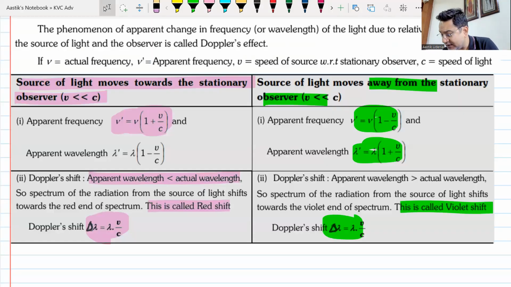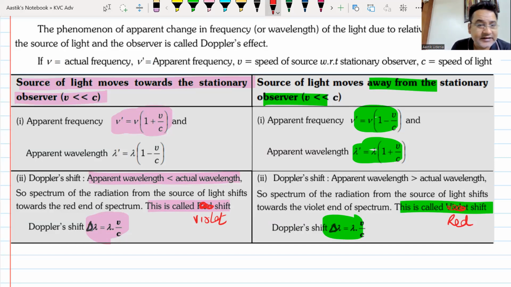I think you just need to make a correction in the notes. When the wavelength decreases, it would be the violet shift, so it is just written in the reverse order. When the wavelength increases, it would be the red shift. Red has more wavelength than violet, so it's the opposite. So when the source is moving towards the observer, frequency increases, wavelength decreases, violet shift. Frequency decreases, wavelength increases, red shift. Will you remember this? Yes. I think in the notes it was given opposite. I have corrected it as well.